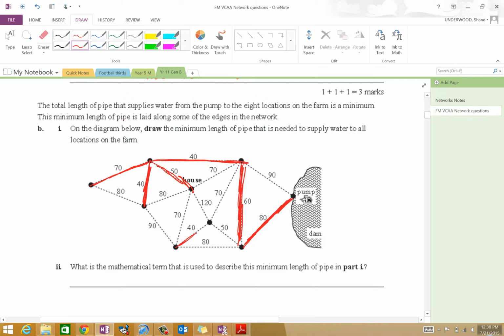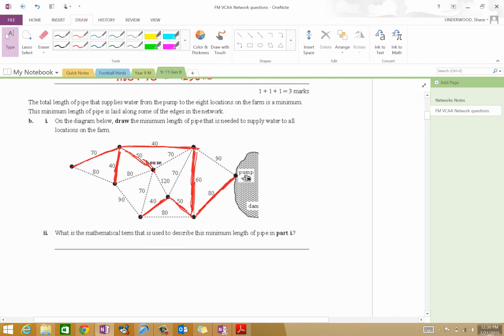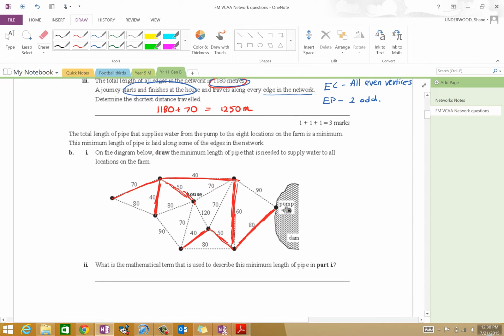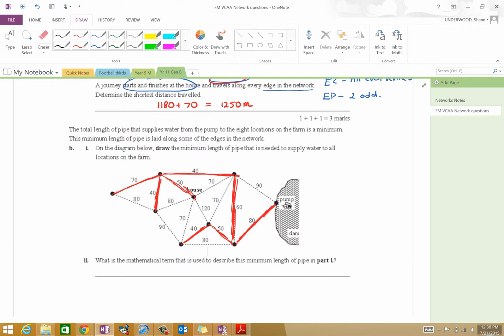50 and then 40. Beautiful. Now, how many marks was that worth? I don't think that would be worth 3 marks. So, that's our minimal spanning tree. How many edges do we have? Well, we have one less edge than vertices. So we've got 1, 2, 3, 4, 5, 6, 7, 8, 9. So we should have 8 edges.